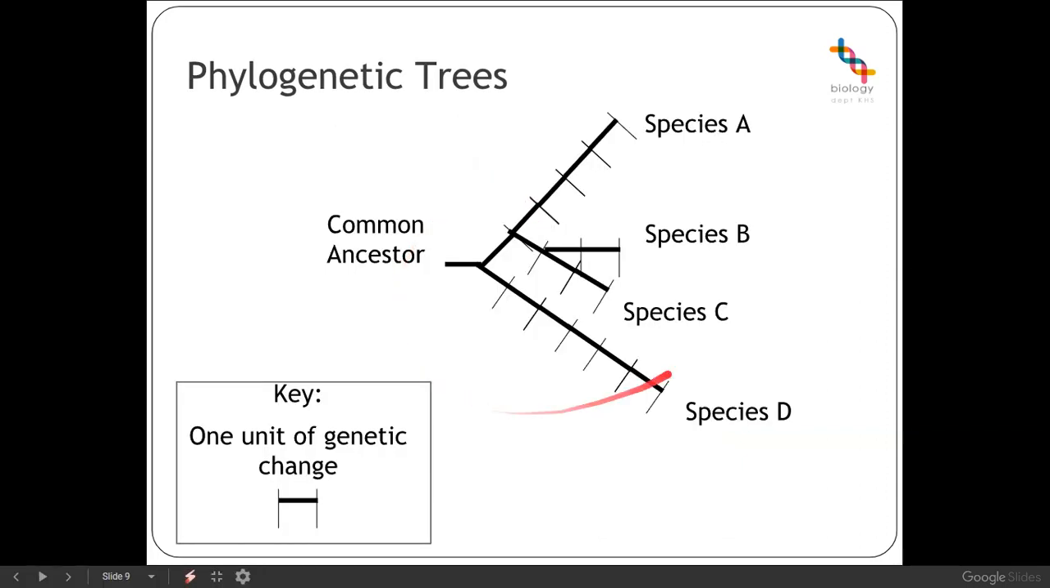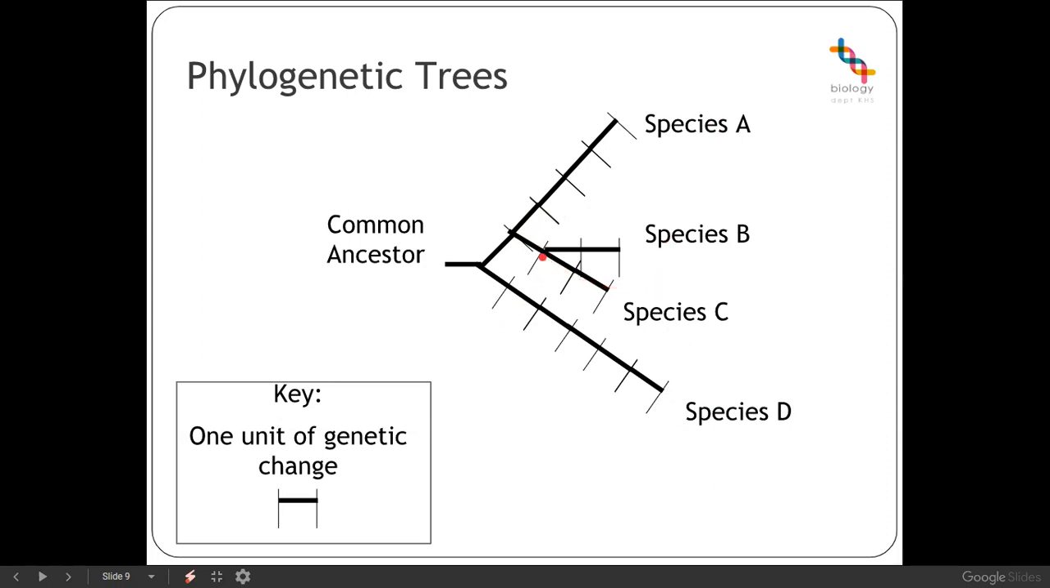So that would look something like that on a much more simplified diagram. We've got our original common ancestor, every 1 unit of genetic change. So there's been one change there and another change there, and that's separated species A from species D. Then further up the tree, we've had another mutation along here and another one here, and again that's further separated species A and species C.